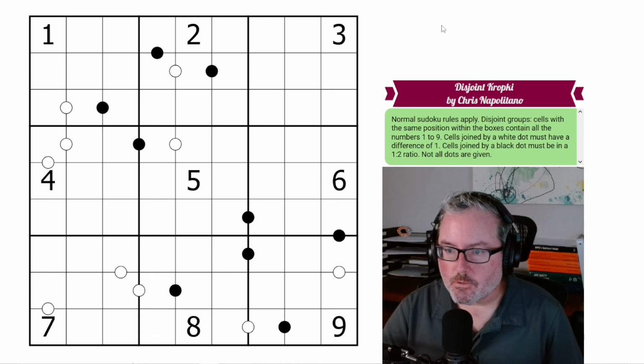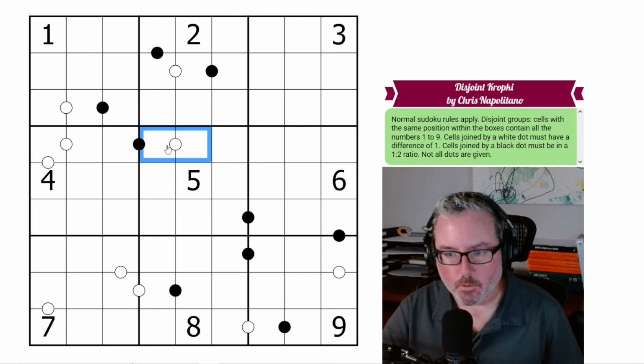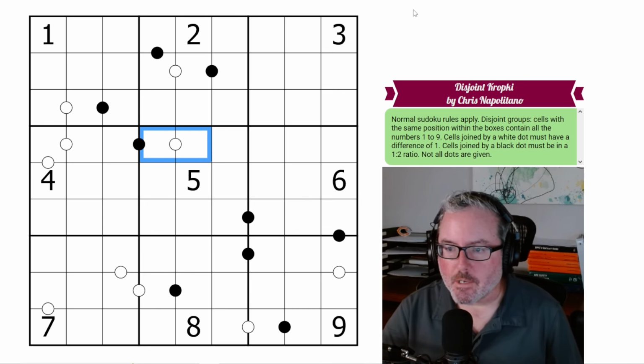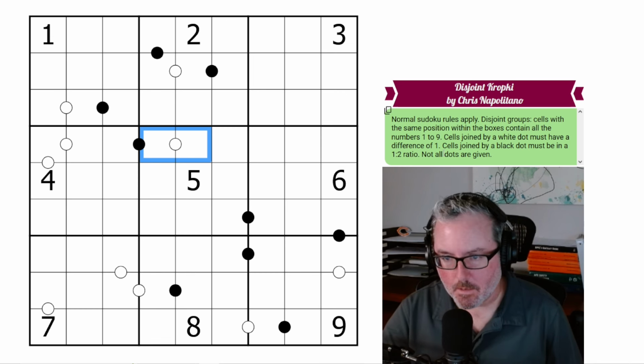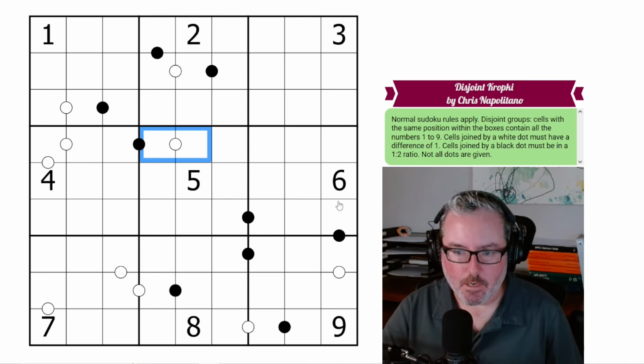Now we've got cells joined by a white dot must have a difference of 1, so either difference of 1 or consecutive is usually how it's described. So whatever this digit is, this one has to be 1 higher or 1 lower. And cells joined by a black dot must be in a 1 to 2 ratio. And then not all dots are given, which removes our negative constraint possibility.